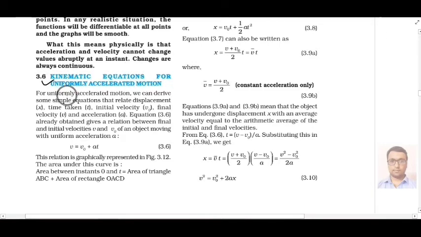Today we are going to start with the topic of kinematic equations. So basically, what is a kinematic equation? First of all, we will understand its meaning.